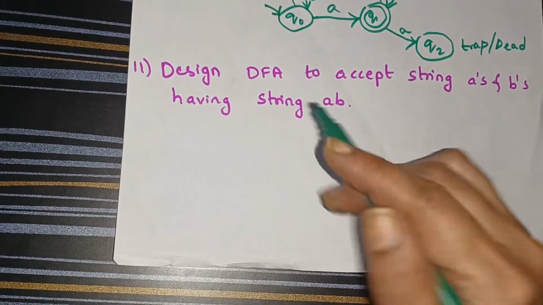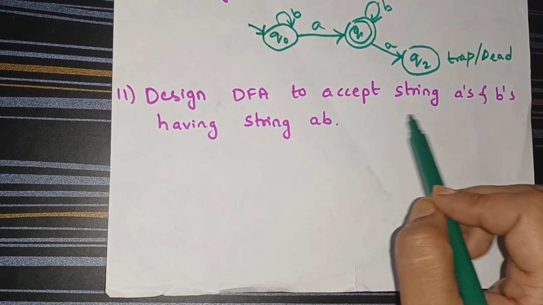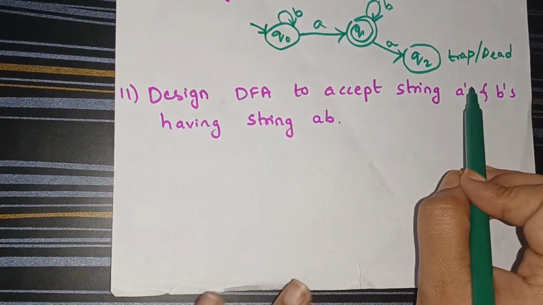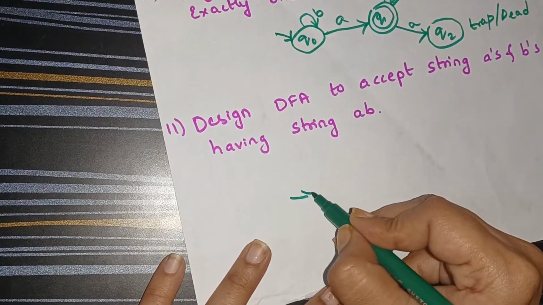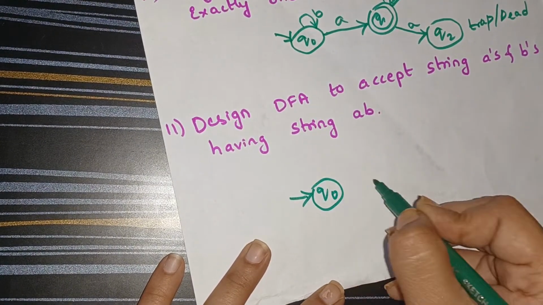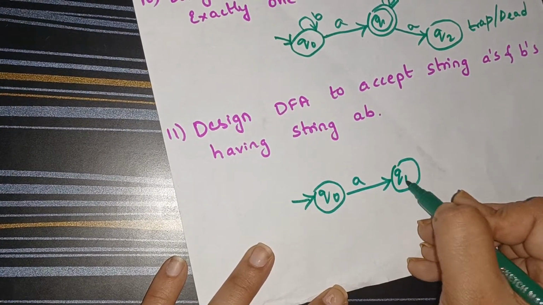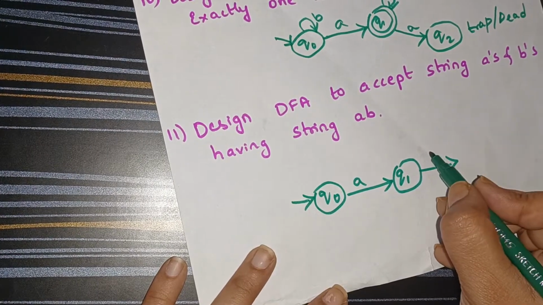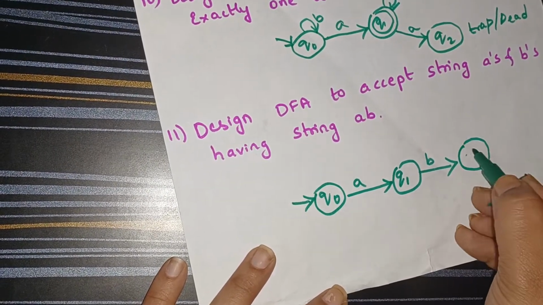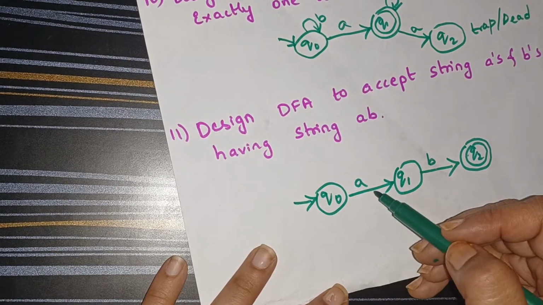Next, design a DFA to accept a string from input A's and B's containing the string AB. So we should first satisfy this. I will send from start state Q0 A input to the next state Q1, and B input to the next state Q2. This is the final state, because after this we don't have anything.